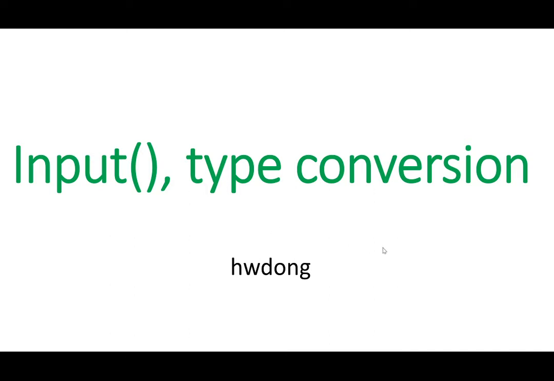This is the third lecture of my Python tutorial. In this lecture, I will talk about the input function. This function is used to get input from the user, that is, get input from the keyboard. And the second content I will talk about is data type conversion, to convert data from one type to another type.